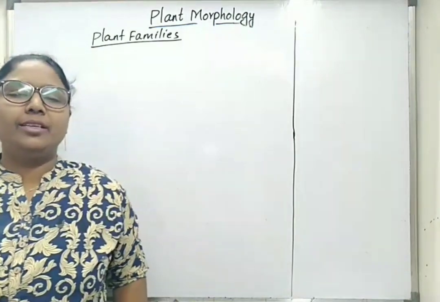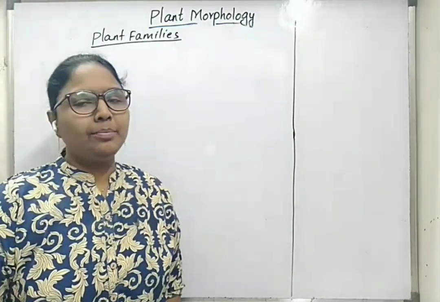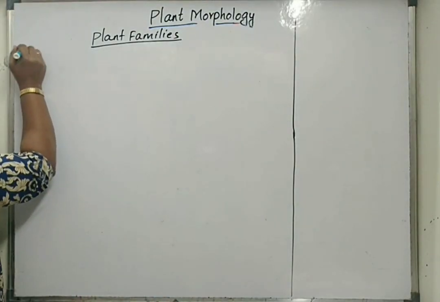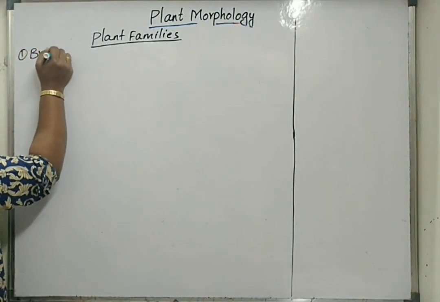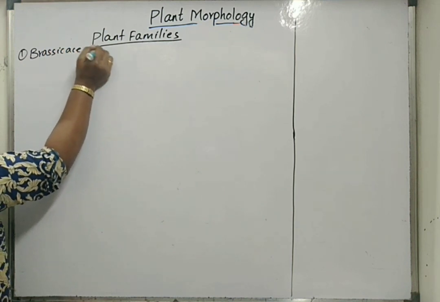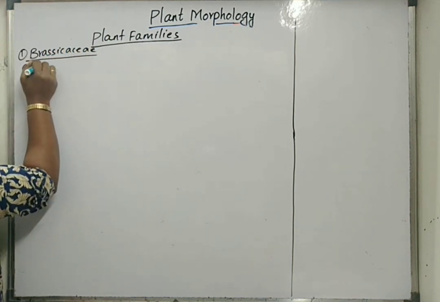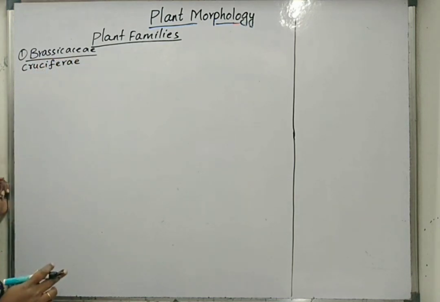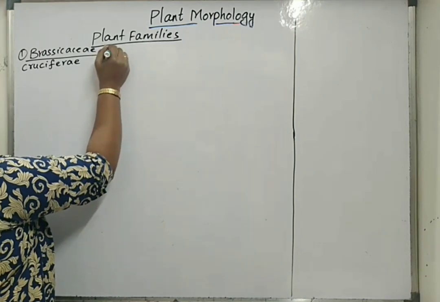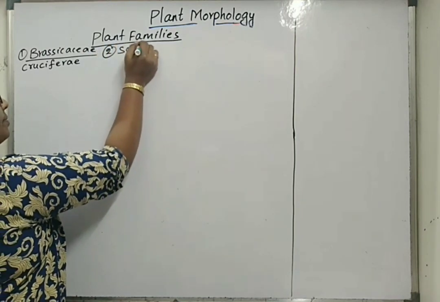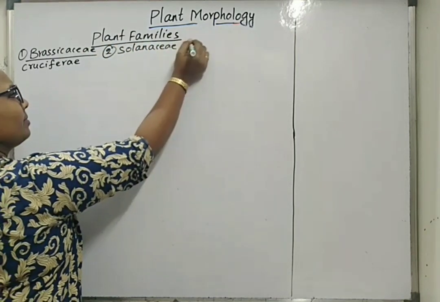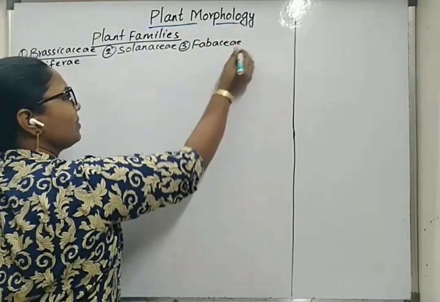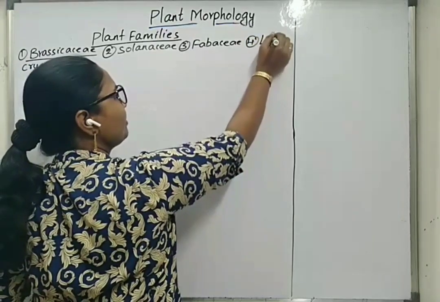Hello students, now we will learn about different types of families in plant morphology. So here we will read about the first one, Brassicaceae, which is also called Cruciferae family members. Another one, Solanaceae. Third one, Fabaceae. Fourth one, Liliaceae.